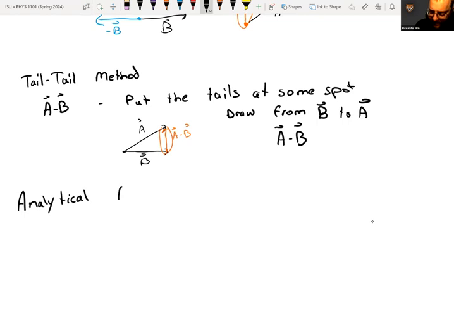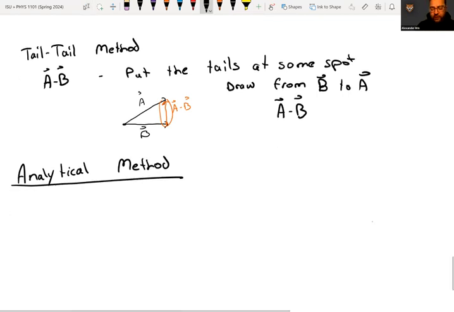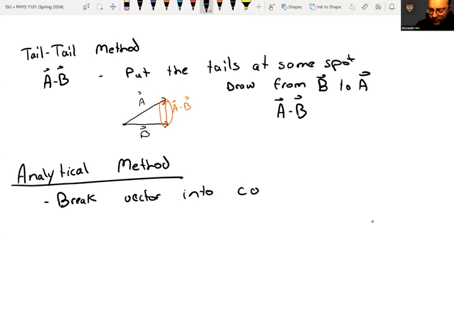And the idea behind the analytical method is simple. Basically, what you do is you break the vector into components. So your X and Y components. You can have three-dimensional vectors. We're not going to deal with those, but that is something that is within the realm of possibility. You break your vector into components, and then you add or subtract components separately.